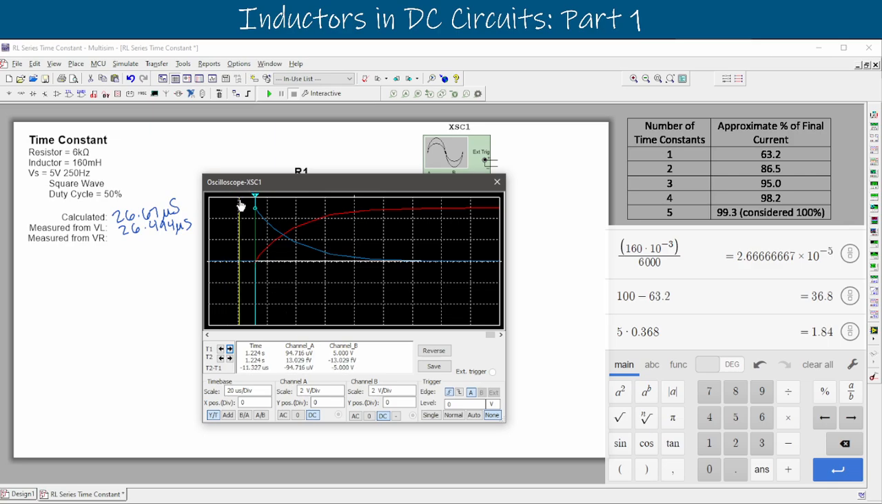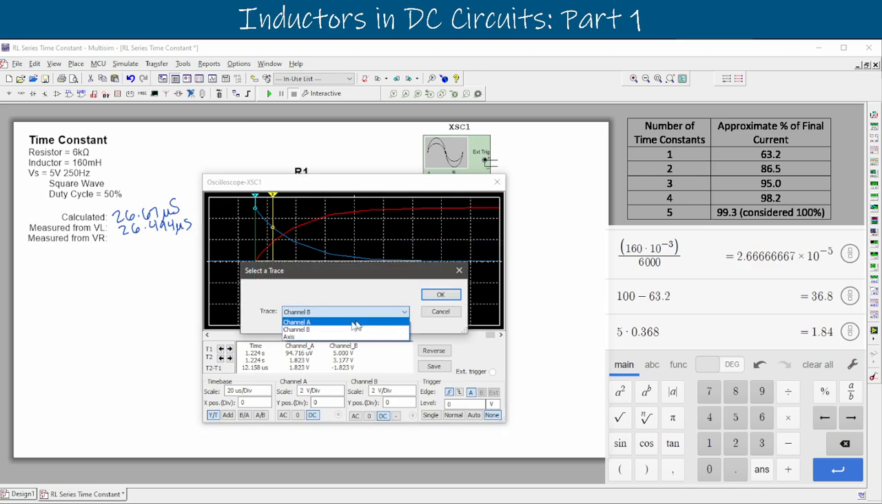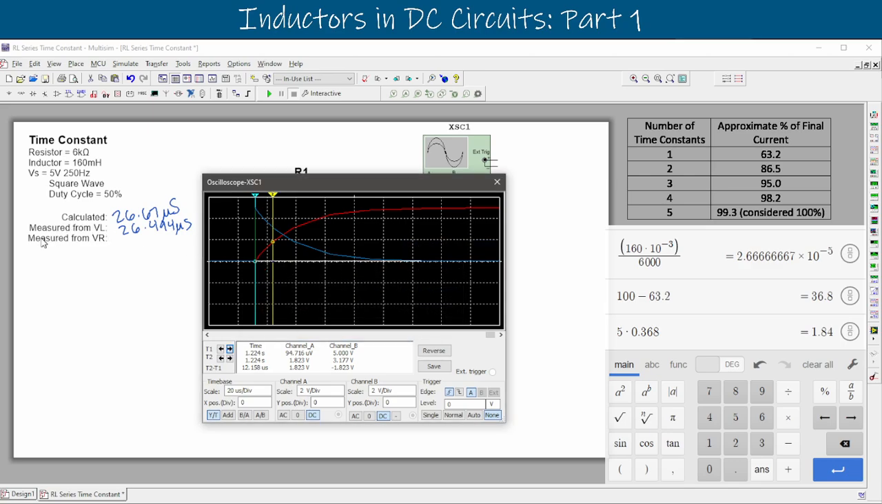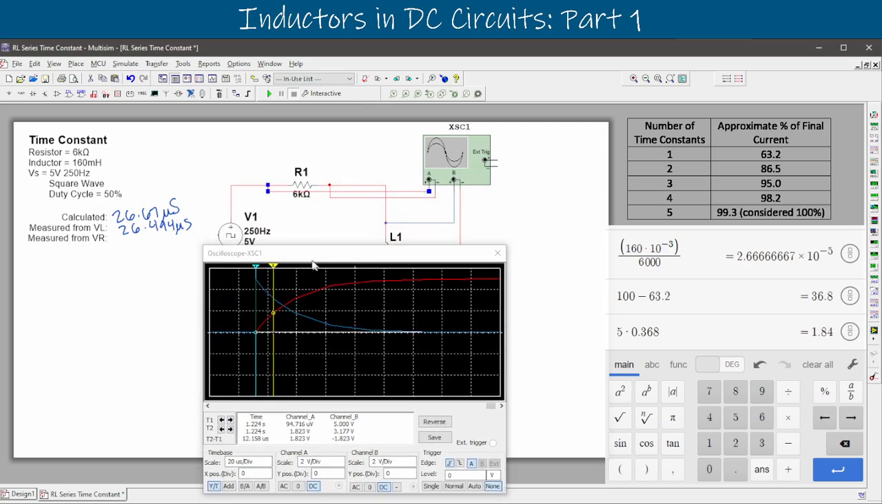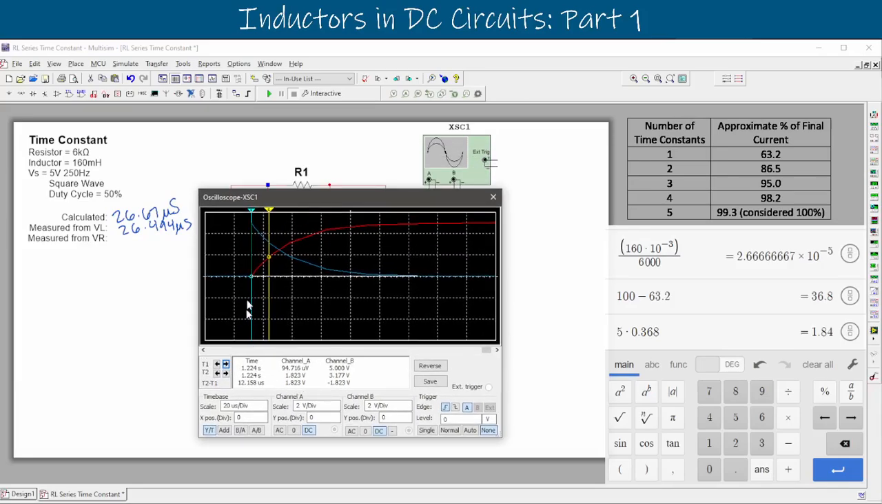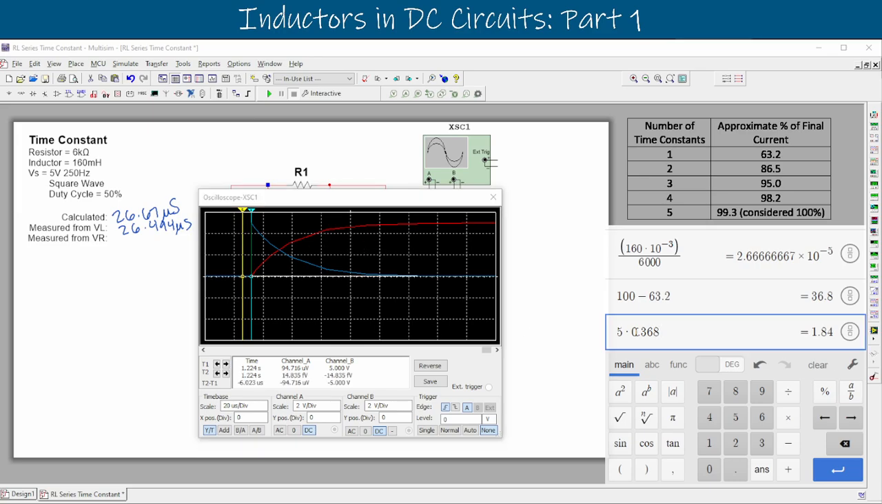The second cursor here is going to go on the red line. So now we need to double click on the red line, or right click, select trace, and select our channel A again. That's going to be our voltage across that resistor, because that's the red probe line leading into channel A. Now we need to calculate what that voltage should be. We see it following that red line all the way up, and we want to figure out where that time constant is, and it should be about the same as it previously was.